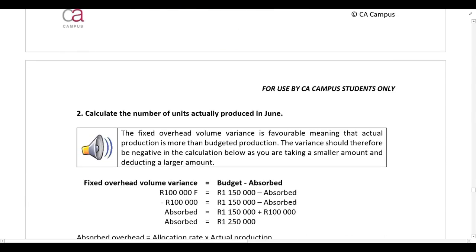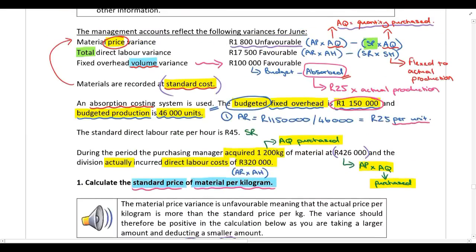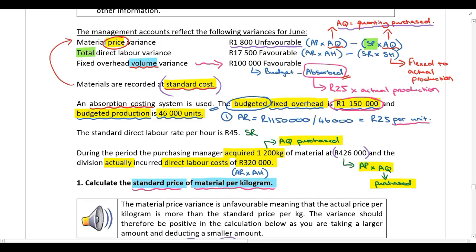Then in part 2, we now need to calculate the number of units that were actually produced in June. So if you go back to the variances that were provided, you need to decide what variance you are going to use to calculate actual production, because actual production was not given. Now you'll remember, we calculate this absorbed fixed overhead by taking the allocation rate and multiplying by actual production. So that means we'll be able to use the fixed overhead volume variance in order to calculate actual production.